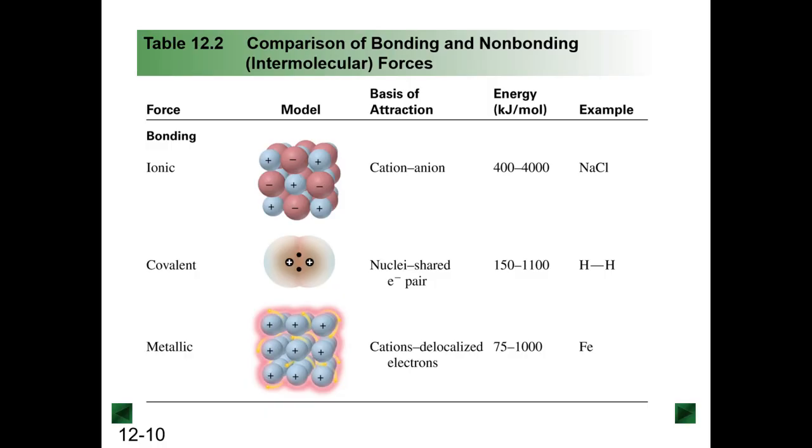Covalent forces are covalent bond strengths. These can also be very strong, and they are typically 150 to 1100 kilojoules per mole. Some of these are very large. For example, the carbon-carbon covalent bond strength in diamond, or the silicon-silicon bond strength in solid silicon. These can be very strong. Carbon-carbon double bonds and triple bonds, they can be very strong bonds.